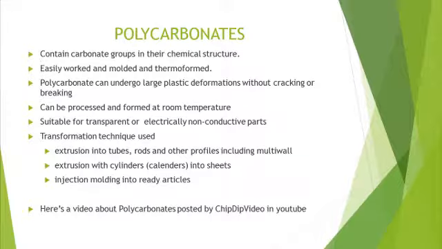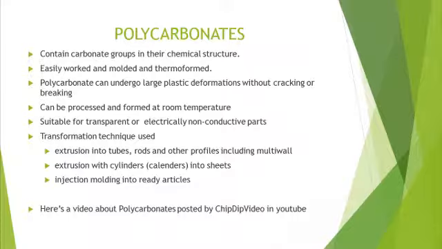Polycarbonates contain carbonate groups in their chemical structure. Easily worked and molded and thermoformed. Polycarbonate can undergo large plastic deformations without cracking or breaking. Can be processed and formed at room temperature. Suitable for transparent or electrically non-conductive parts. Transformation techniques used: extrusion into tubes, rods and other profiles including multi-wall; extrusion with cylinders, calendars, into sheets; injection molding into ready articles.